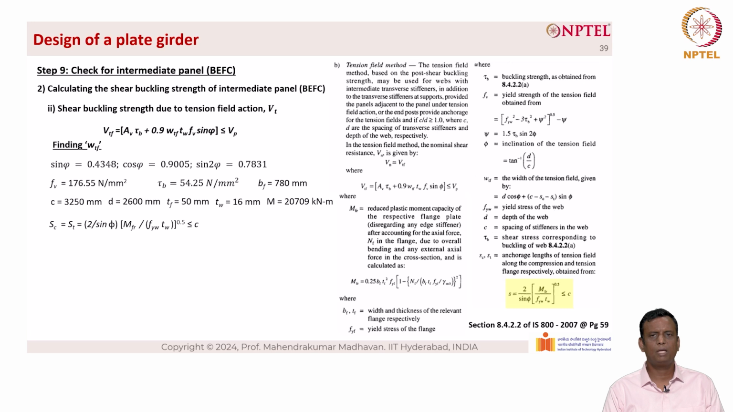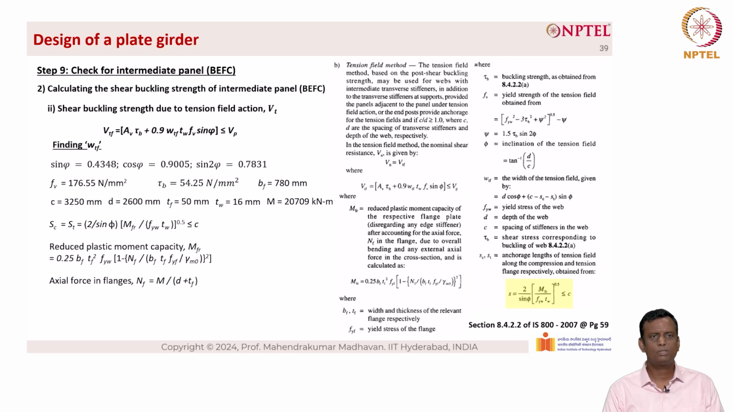Yes, we have to find out MFR, and MFR is the reduced plastic moment capacity, which is given as 0.25 B sub F into Tf square into Fyw into 1 minus Nf divided by Bf Tf Fyf divided by gamma m naught, the whole square. That equation is also given, highlighted on the right hand side, from IS 800.